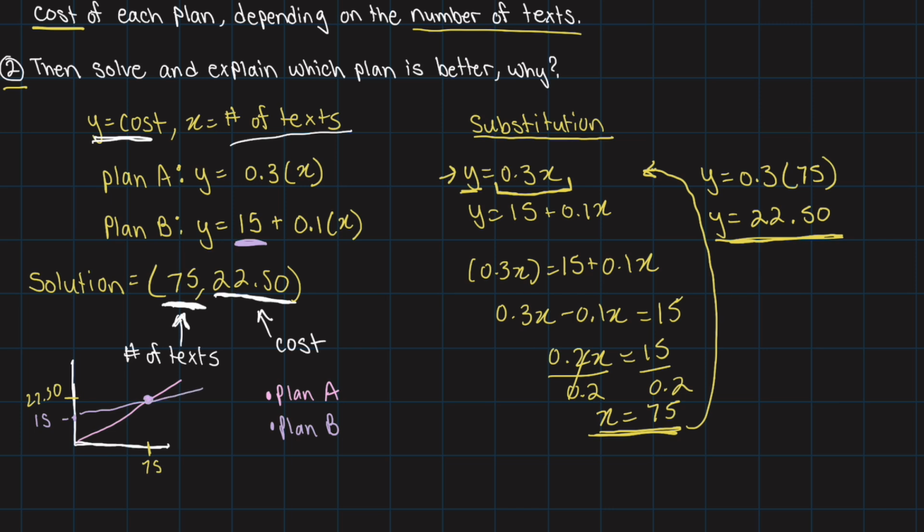So plan A is better if you are sending less than 75 texts. But if you're sending more than 75 texts, plan B only increases slightly each time. But plan A is increasing a lot more, because you can see that when you graph this, the second you send 76 texts, plan A is more expensive than plan B. The cost is going to increase more.